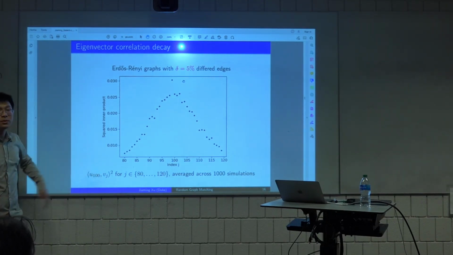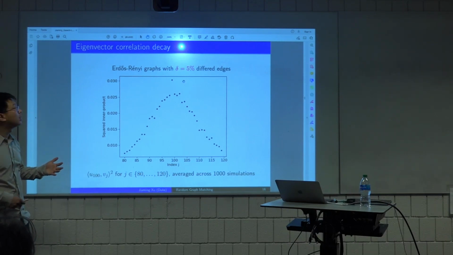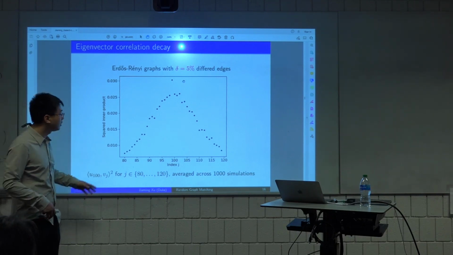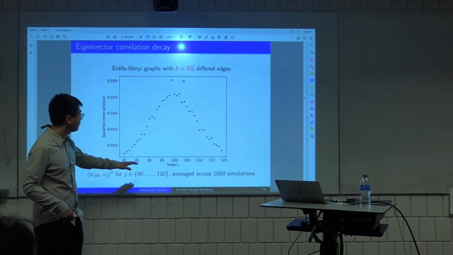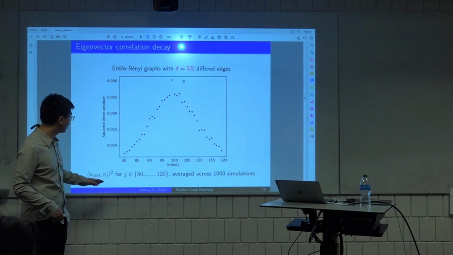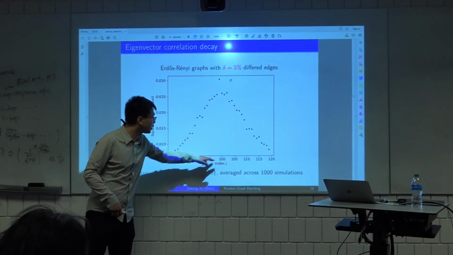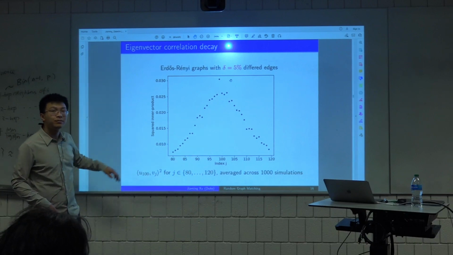Based on this simulation, it suggests that for this problem, if you want to use the eigenvectors or the eigenvalues for graph matching, you cannot just focus on aligning Vj and Uj. You should try to explore the correlation between, in this case, U100 and Vj for j close to 100. Make sense?